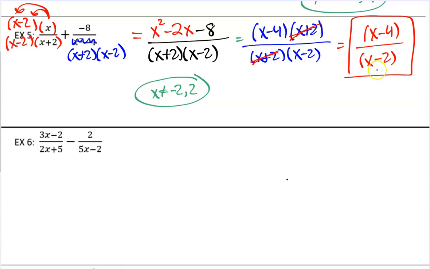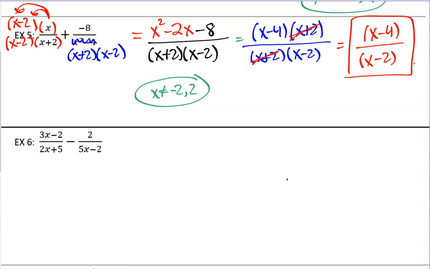This also shows why it's important to do your restricted values before you simplify if you can, because here, see how x plus 2 eventually got canceled out, but negative 2 is still going to be a restricted value. Okay, because if we had that, it wouldn't work along the way. All right, so this is our final answer.